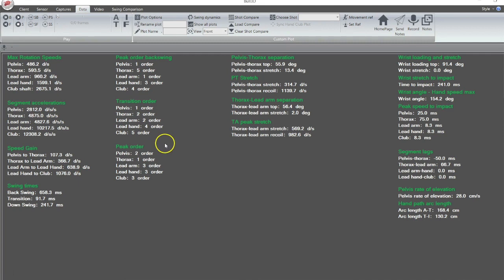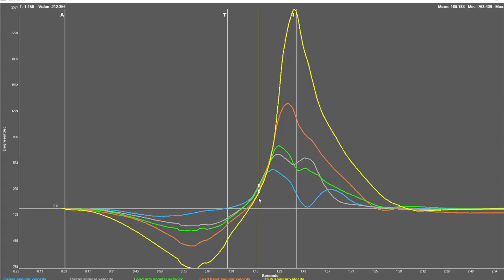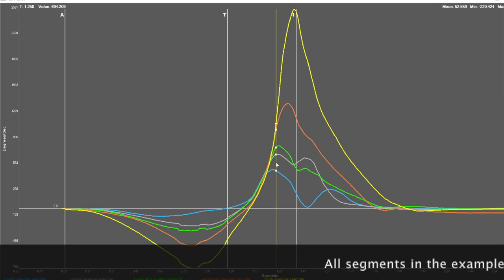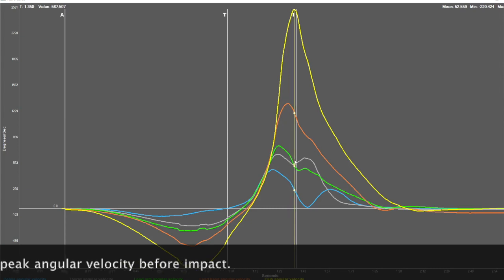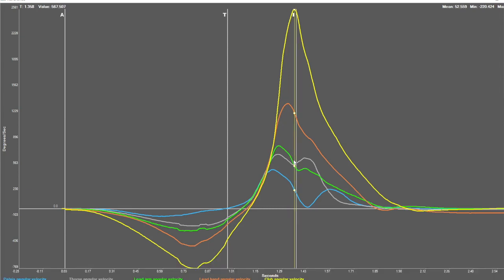Now, what is also a huge value is not just when they transition, but when they each reach their peak velocities. So that's the transition order we've looked at. Now we're looking at the peak of the blue, the gray, the green, the orange, and then the club. Prior to impact, if you follow the white dot on the curves, you can see the blue, pelvis, reaches its peak first, then the thorax, then the green, which is the lead arm, then the orange, and then finally the club.